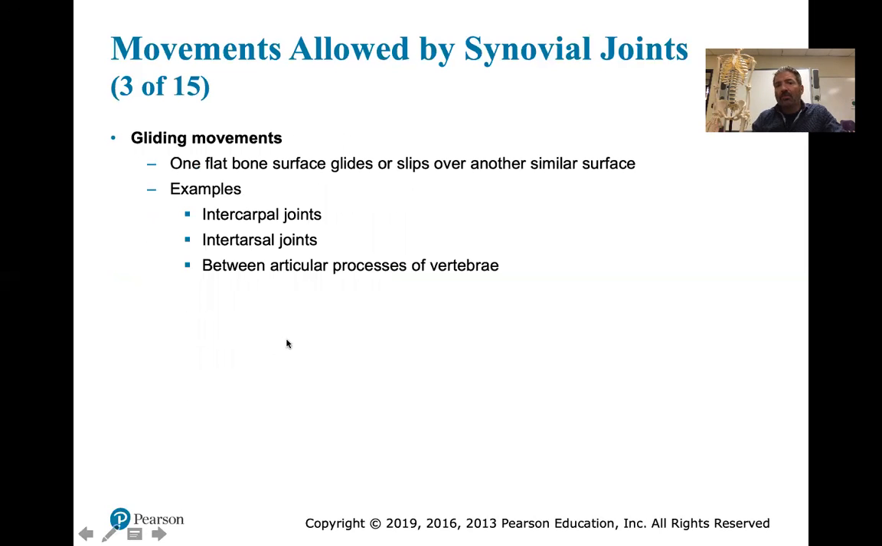All right, so gliding movements. One flat bone surface glides or slips over another similar surface. All right, so they're just really slight movements. Intercarpal joints, intertarsal. So carpal is always going to be your fingers. Tarsals are going to be your foot or toes, more or less, or between the articular processes of the vertebrae. All right, these things don't really move. They can move, glide a tiny bit. All right, you want a little bit of motion. If you had no motion, someone hit you, you're in a trauma, you don't want to snap those fibers completely. You want a little bit of give. All right.